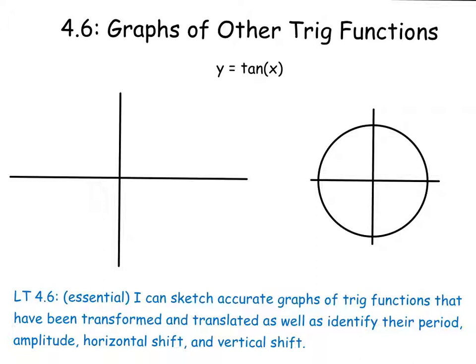In section 5, we looked really closely at the sine and cosine functions and their graphs. There's 4 other trig functions we'd like to take a look at, to see what their graphs look like. We won't get nearly as into it as we did with sine and cosine, but we want to take more of a basic look at the other 4, starting with tangent.